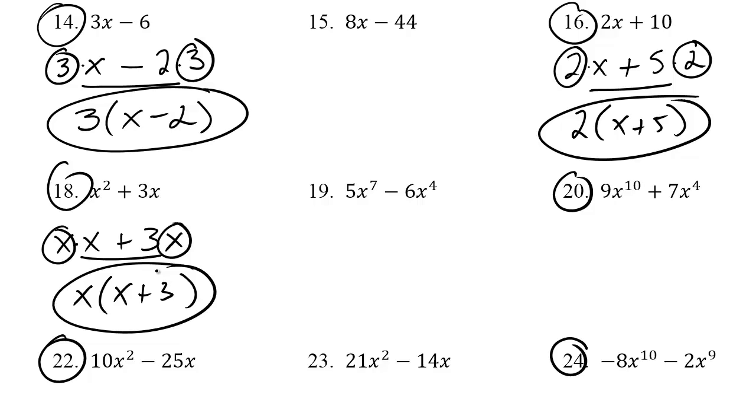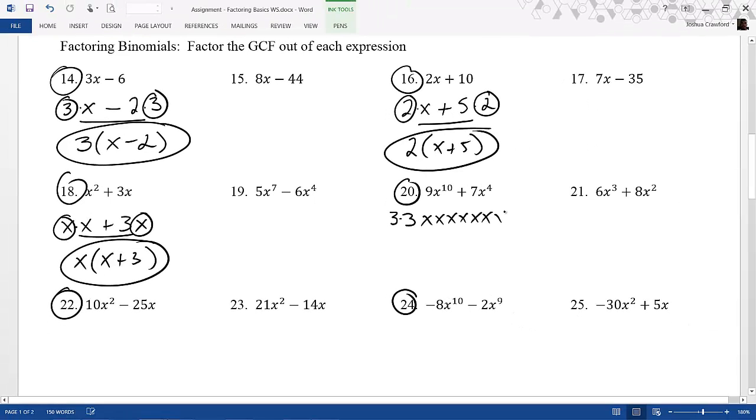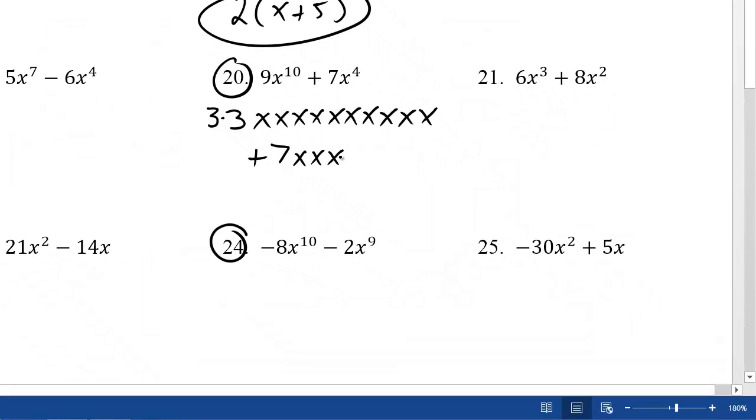Number 20, a little bit more difficult. 9 breaks up to 3 times 3. And we have x to the 10, so that'll be 10 x's. 1, 2, 3, 4, 5, 6, 7, 8, 9, 10. And then plus 7x. Plus 7, because 7 is a prime number, doesn't break up. And then x to the 4 is going to be 4 x's. The only thing in common between these two is going to be 4 x's. So on the outside, you're just going to have 4 x's or x to the 4.